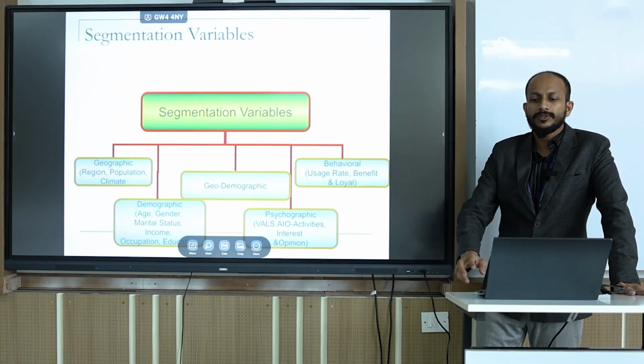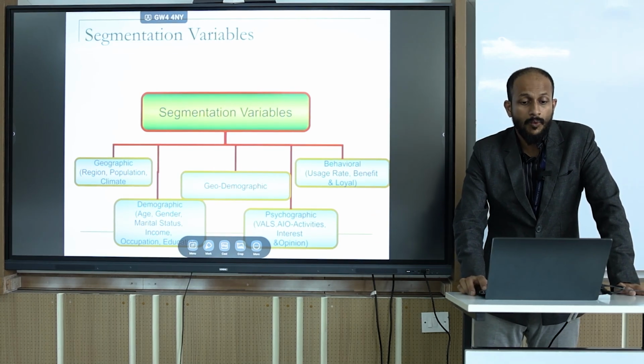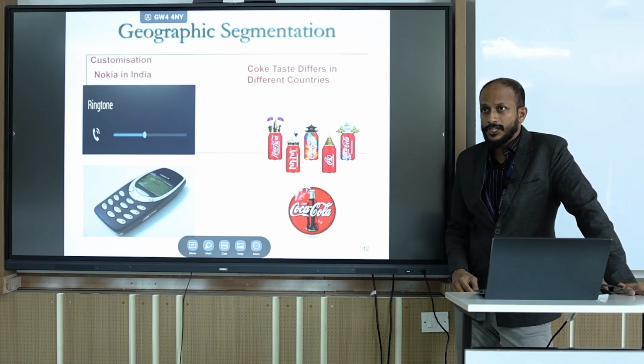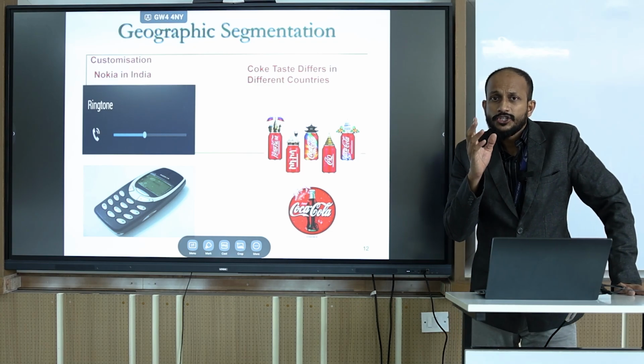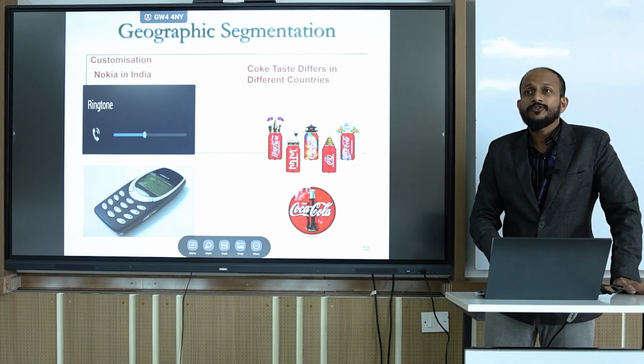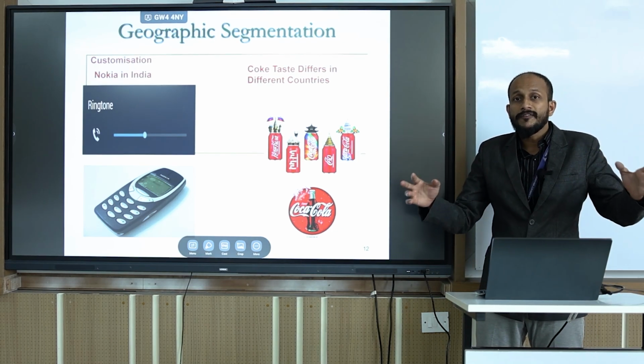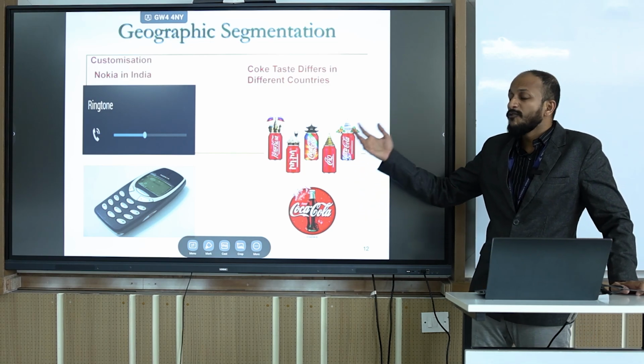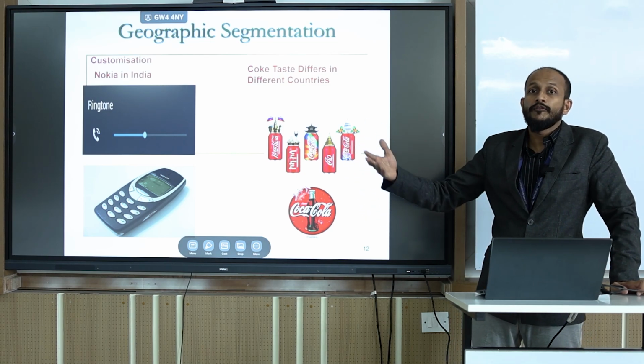First of all, let us get into something like geographic segmentation. What do you mean by this geographic segmentation? In geographic segmentation, you look at geography as a variable and you start dividing the market based on the geography. One classical example which comes into my mind is an example of Nokia phone.